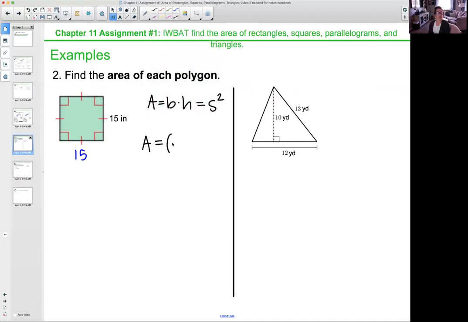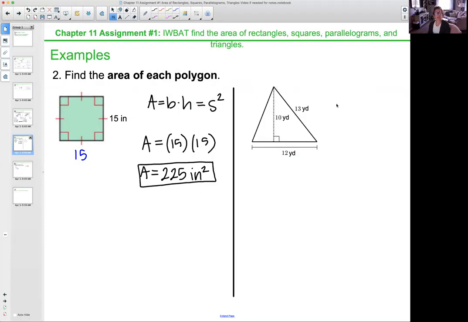So we go ahead and type that into our formula. Area equals base is 15, height is 15, multiply those together. So you get 225. Units in this case is inches, so we will write inches squared for that final answer.